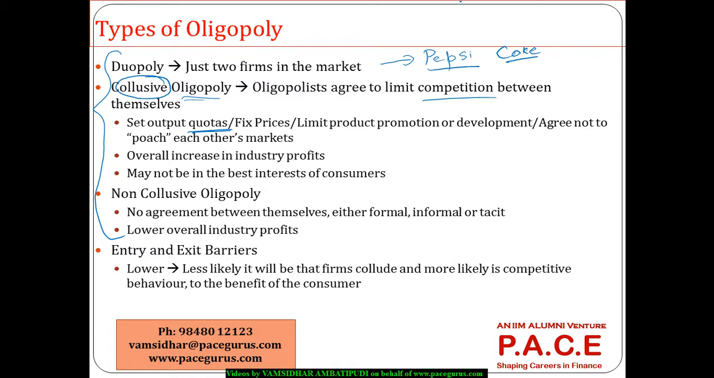So there could be some kind of output quotas. Both of them will agree that they will not decrease the price. They will fix the prices either with a formal agreement or with an internally created kind of an agreement. And they don't do heavy advertising, right? Probably if one of them is advertising, the other will take a back step. So they don't indulge in very heavy advertising among themselves. So they are reducing their advertising, marketing, promotional costs. They are increasing the price.